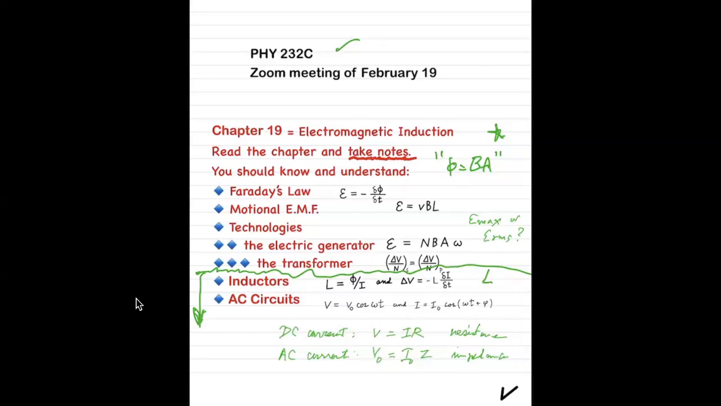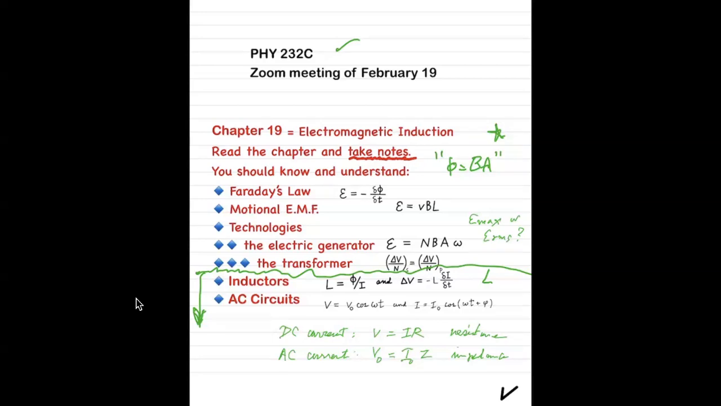This is how the current changing, the rate of change in time of a current around an inductor times the inductance gives the voltage difference across the inductor. So this is a topic for electric circuits, and in particular, circuits where the current changes in time, primarily alternating current circuits.